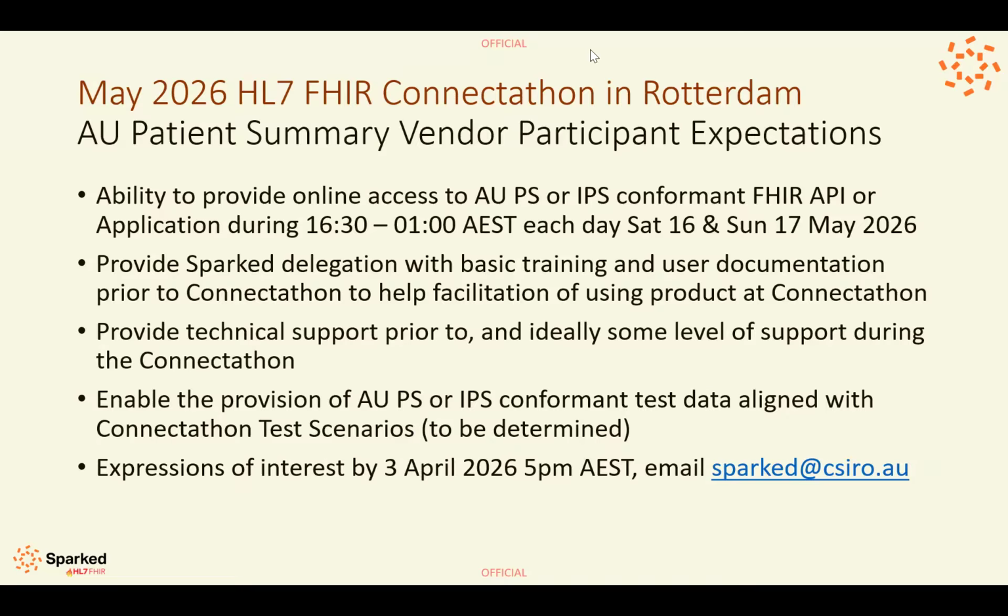Any questions about this? Because we're not going to have a meeting to talk about this one after. I'm going to pop a post on Zulip. So you can either put a post on Zulip, you can email sparked@csiro.au if you've got questions, or you can ask Keith and I now if there's anything that's occurred to you while you were hearing us speak about this that you want to know more about.